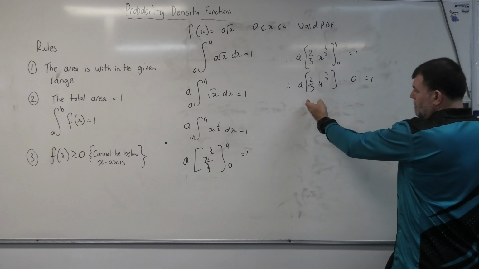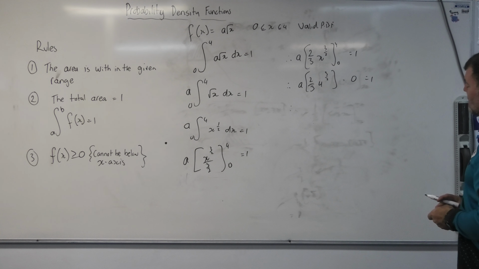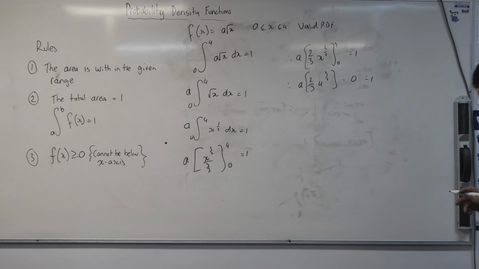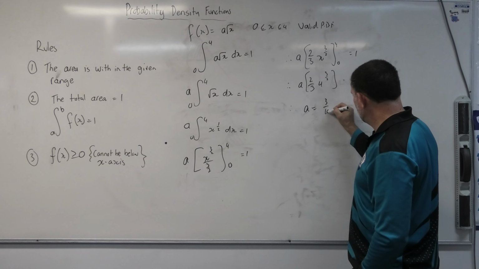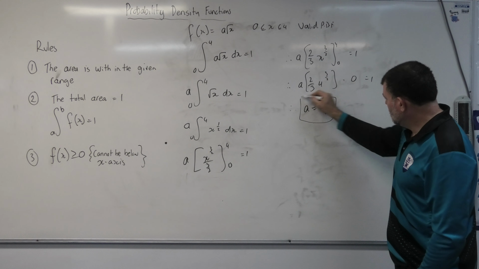Now we know we're not going to get a 0 for the second part, but what we can get for the first part is if we get our calculation here, 2/3, what's that going to give me? That gives me, I think, 1/8, doesn't it? Yeah, so it gives me 3/16. So I would get a is equal to 3/16.